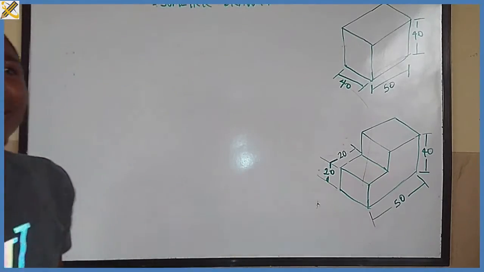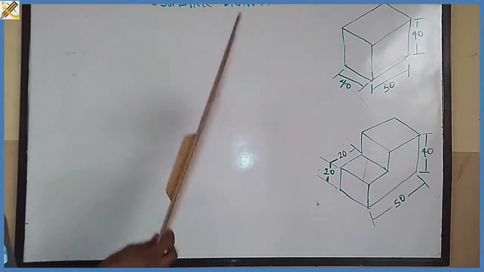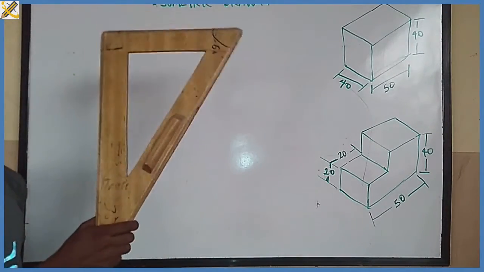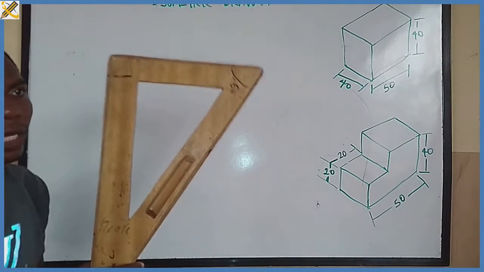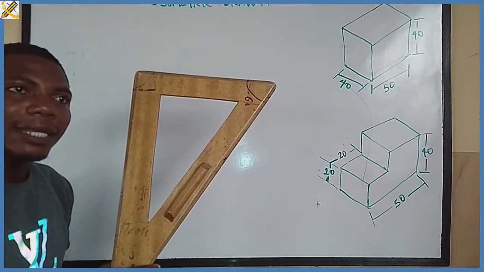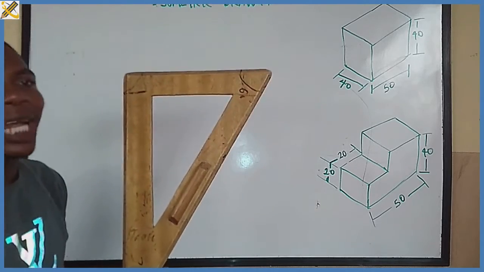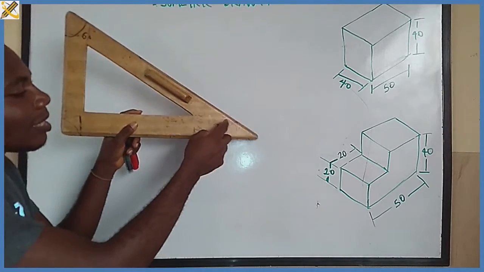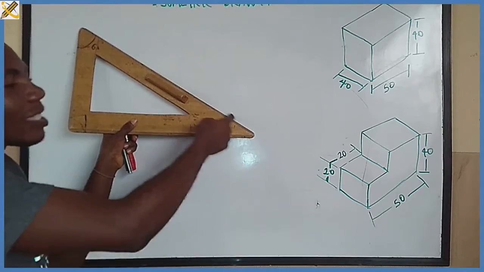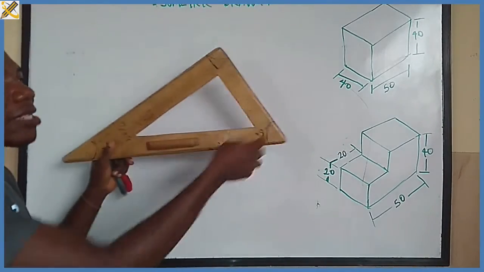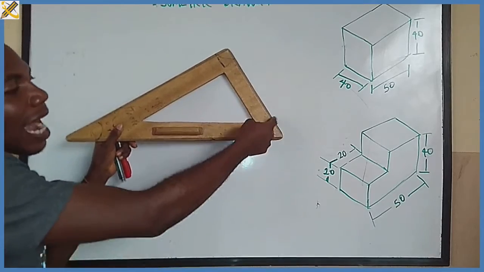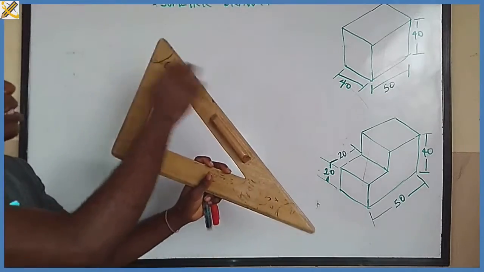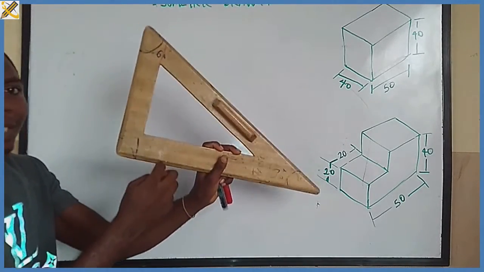Okay, in your mathematical set, you have this. Look at this. You have this, and you also have this. So this is a 30-60 degree set square. When I say 30 degree by 60 degree set square, what does that imply? That implies that the angle at this longest part, if I am going to draw to the horizontal, is 30 degree, while this shorter side, the angle on this plane to the horizontal, is 60 degree. Therefore, 30 degree plus 60 degree gives me a perpendicular, which is 90 degree.